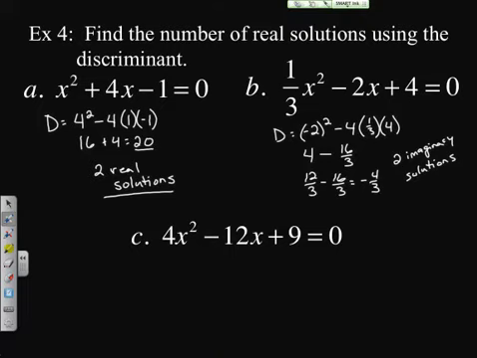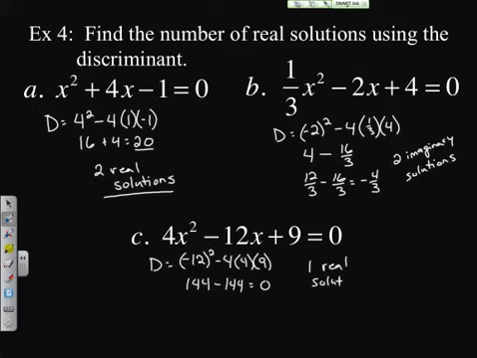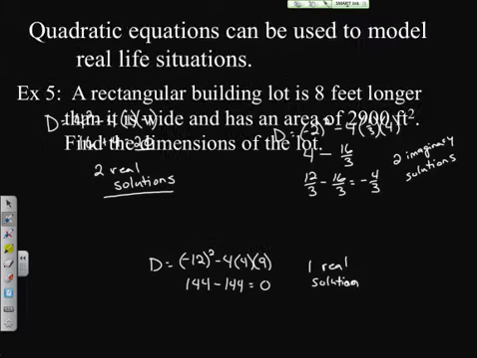As we look at C, again, D equals b squared, so negative 12 squared, minus 4 times a times c. That's 144 minus 144. And that gives us 0. And so in that example, when it equals 0, that tells us there is one real solution. And remember, that's a double root for that last one, part C.